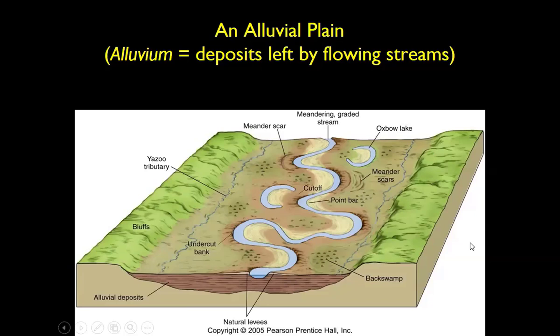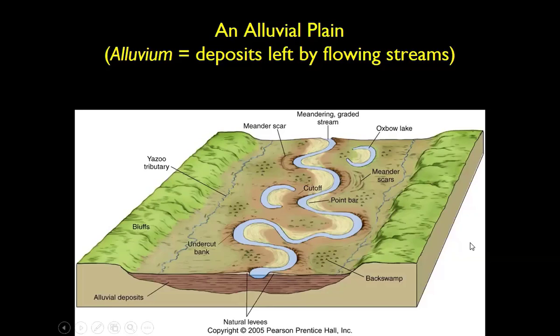But on the inside of that bend, there's less velocity. And so that's where the sediment settles out. And so over time, these meanders get more and more extreme as they erode further and further out on the outside bend, and as they deposit more and more sediment on the inside bend.